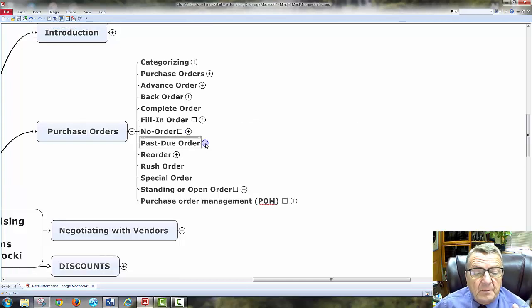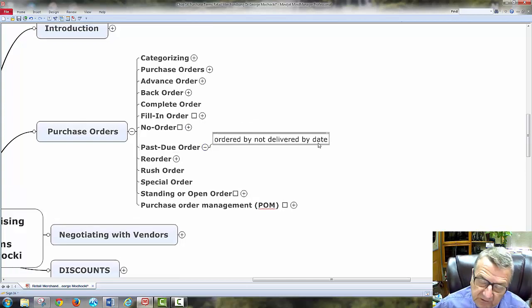Someone's looking for it. Okay, past due: order not delivered by the date. So that's past due, which means you've got to look at it. If it's a critical item, it may slow down your production. You may have to start looking for a substitute good. Remember, when you're doing orders and everything else with your vendor, you have your main primary vendor. Try to have a secondary vendor.